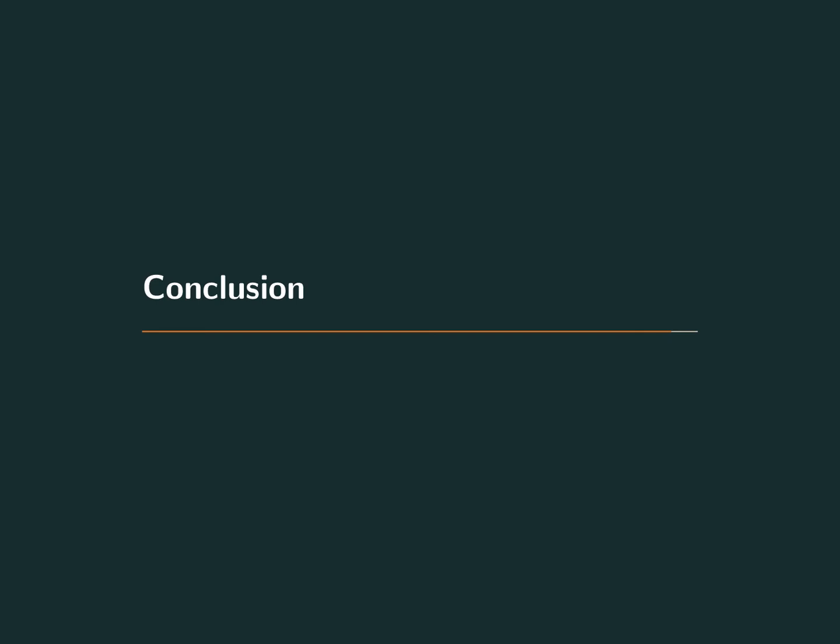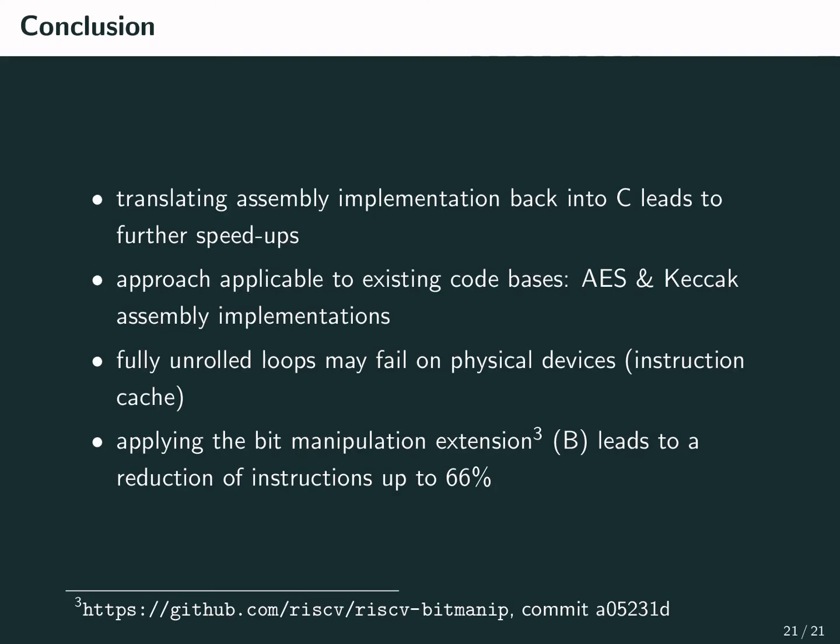Now, let me present the conclusions of our work. First, with strategies such as loop unrolling, we are able to write assembly code close to the lower bound given by the number of arithmetic instructions. Using the AES and Keccak assembly implementations, we also show that our approach is applicable to existing code bases. Although strategies such as fully unrolled loops may work nicely in simulated environments, they may fail on physical devices with instruction cache. Further, applying the bit manipulation extension in a simulated environment leads to a reduction of instructions up to 66%.